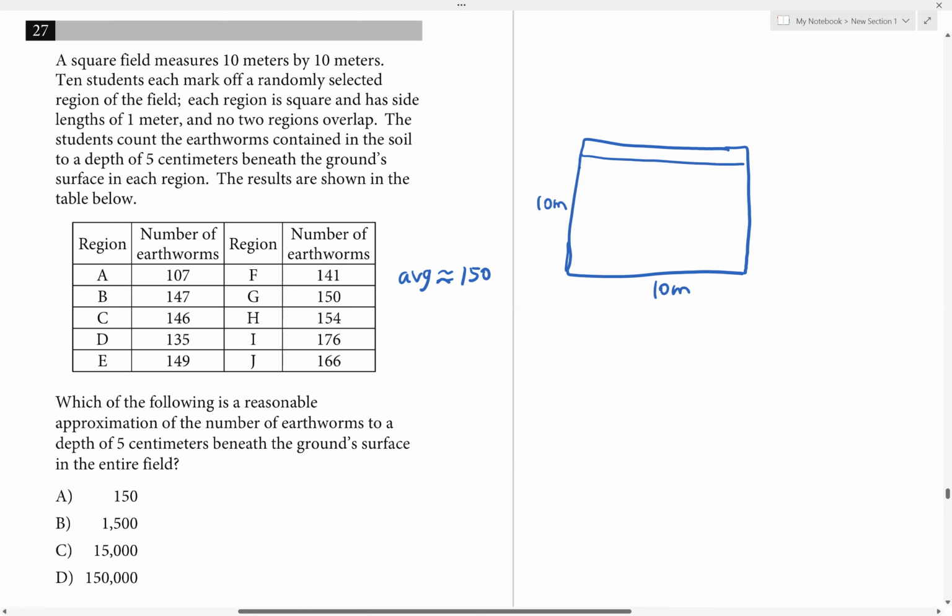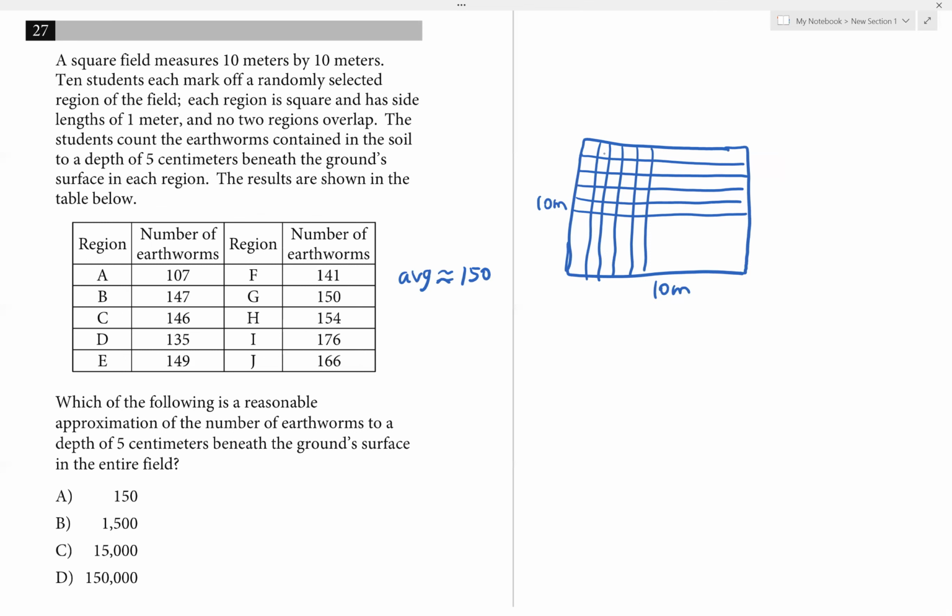So if you think about this, we'll divide it into 10 rows and 10 columns. We're not going to draw everything out, but you get the idea. So then we should have 100 little regions inside. 10 by 10, the total is 100. So we pretty much have 100 regions, and we want to know the total number of earthworms. We're going to estimate that in those 100 regions.